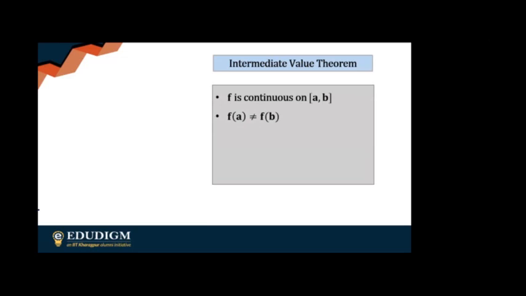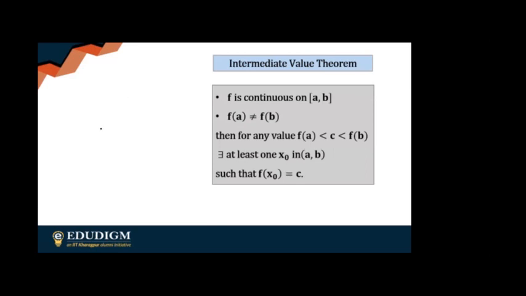Next, you have the intermediate value theorem. It's very, very simple and again, very intuitive. So let's just see how this goes. We have taken a continuous function on a closed interval where the extremities are not having the same functional value. Okay, f(a) and f(b) are different. Then if you take any value between f(a) and f(b), you will at least have one x naught in this particular interval where the functional value is c.